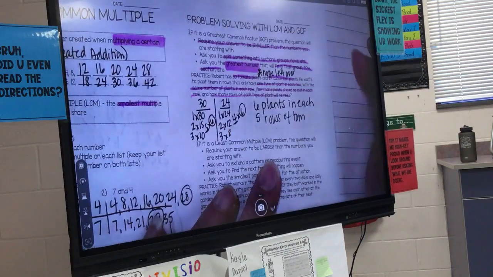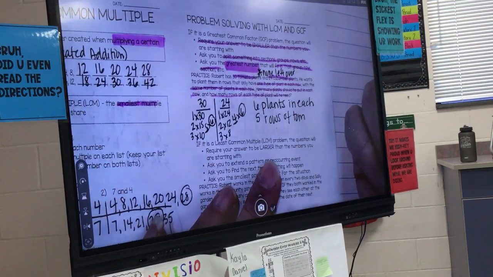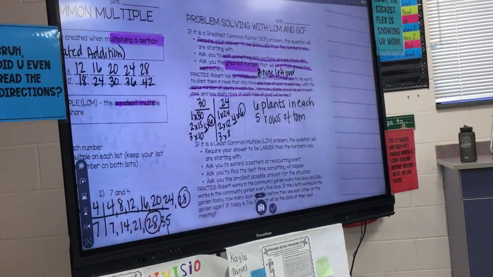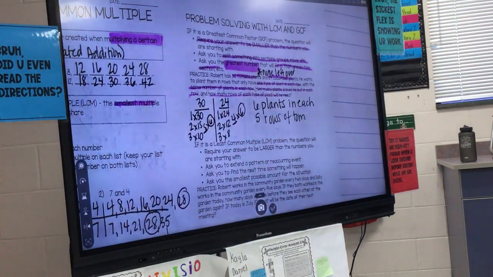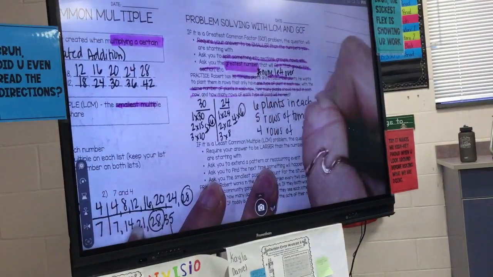So then what does the 4 represent? Sophia? I was just stretching. Okay, well, you should still be able to answer this. What does the 4 go with? The 4 goes with the tomatoes. No. It does not go with the tomatoes. Liam, the cucumbers. So you have 4 rows of cucumbers.